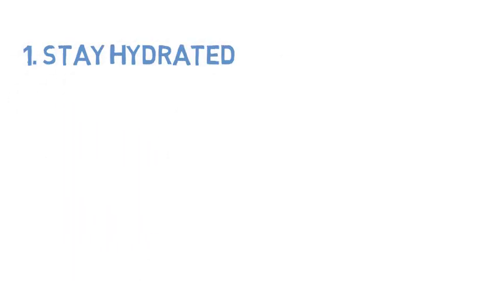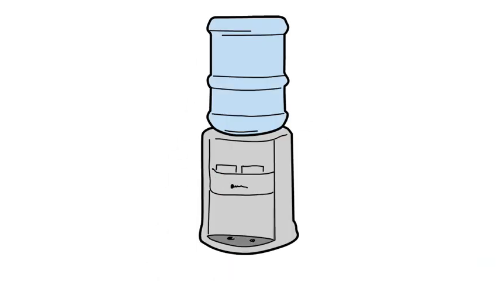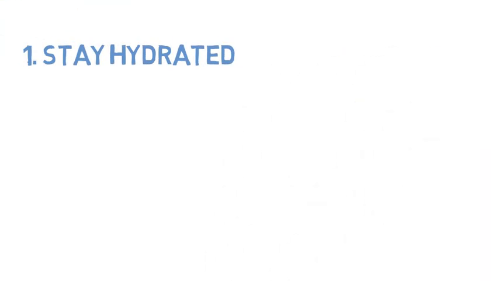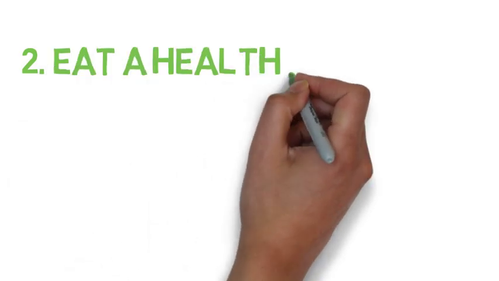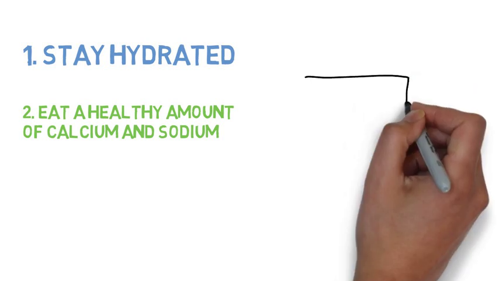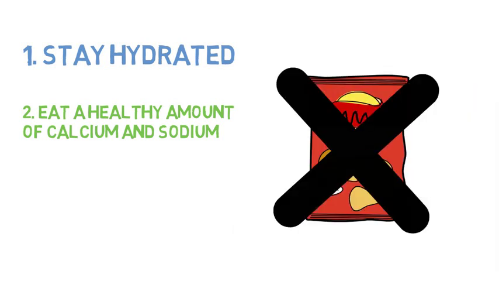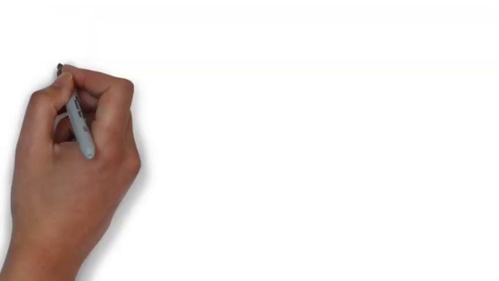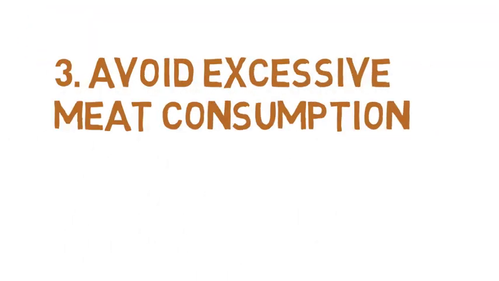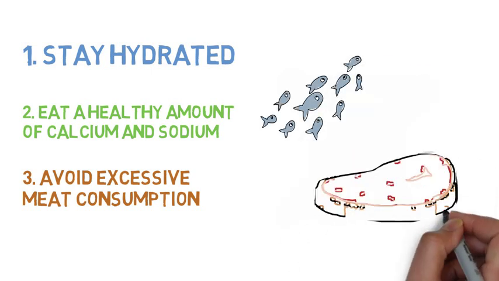First off, stay hydrated and drink lots of water throughout the day. Water prevents the stones from becoming concentrated and building up in the urine. Second, eat a healthy amount of calcium and sodium. Although sodium and calcium are important parts of our diet, it's important to not excessively consume these minerals since sodium can promote calcium stones. Third, avoid excessive meat consumption. High meat diets have been linked to kidney stone formation, so it's important to avoid excessive meat consumption.